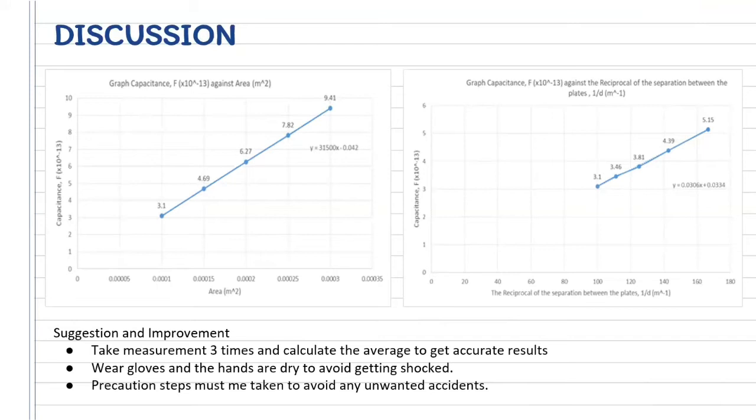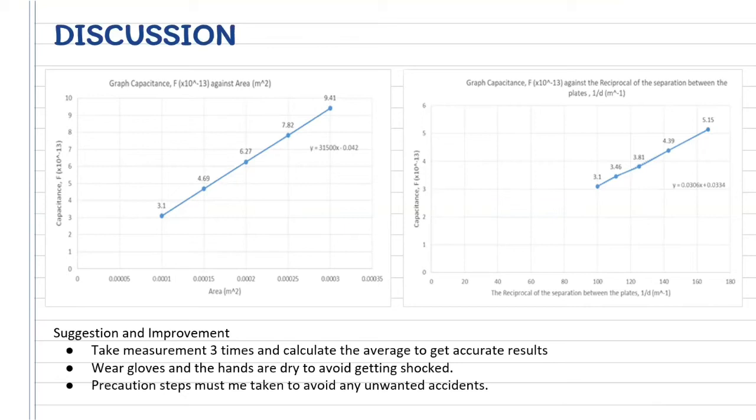For the graph of capacitance against area, the slide shows that the capacitance is directly proportional to the area of the plates, and the graph shows that capacitance increased as the area of the plate increased. For the graph of capacitance against the reciprocal of the separation between the plates, it shows that capacitance is directly proportional to it, and capacitance increased as the reciprocal of the separation increased. Actually, the separation between the plates is inversely proportional to the capacitance. The graph is directly proportional because in the graph we use 1 over D instead of D.